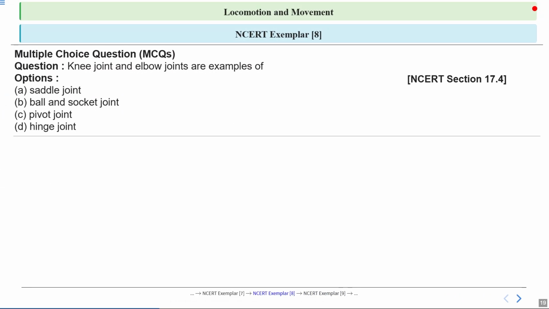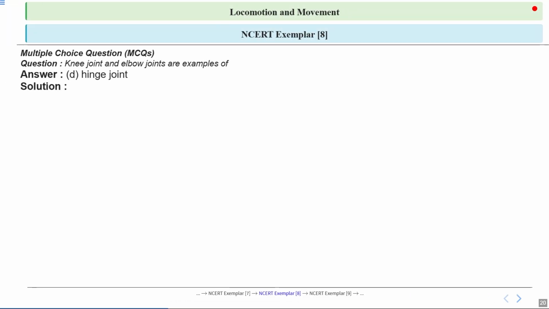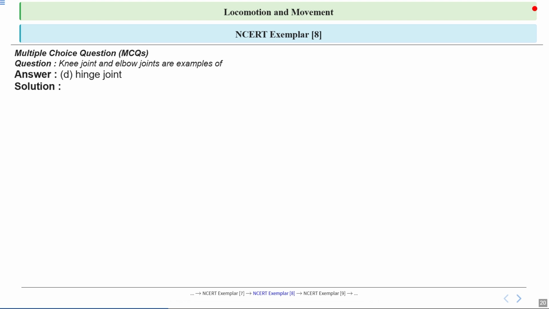So this is question number 8 of MCQ, and the question is knee joint and elbow joints are example of. So you have given 4 options. Let's see the correct one. So here option number D is correct, which is hinge joint. So knee joint and elbow joints are examples of hinge joint. Let's talk about it more.